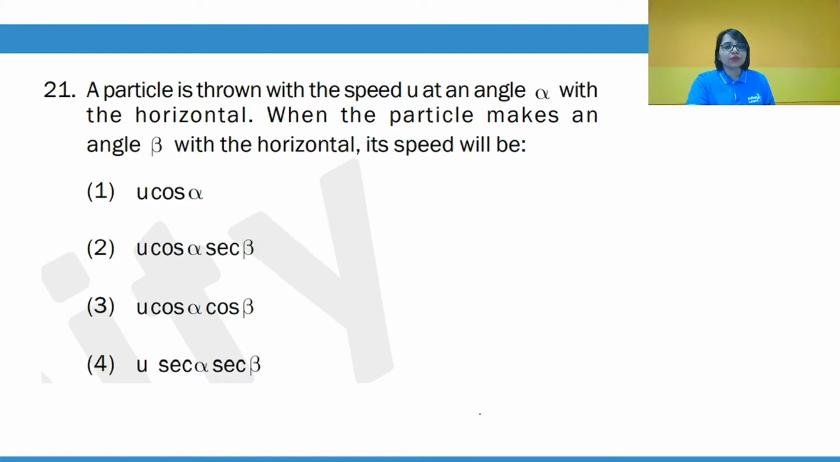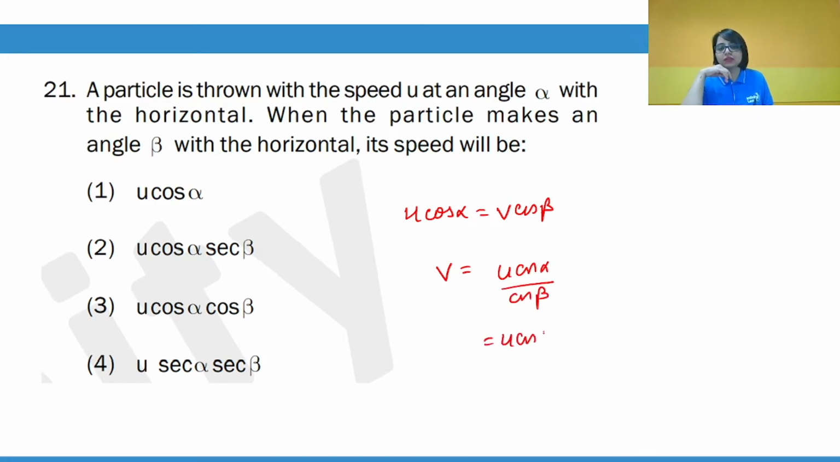Question number 21. A particle is thrown with a speed u at an angle alpha to the horizontal. When the particle makes an angle beta to the horizontal, its speed will be? So the horizontal component of the velocity will be constant in this projectile motion. So u cos alpha will be equal to v cos beta. So v will be u cos alpha upon cos beta. So it is u cos alpha sec beta, which is option 2.